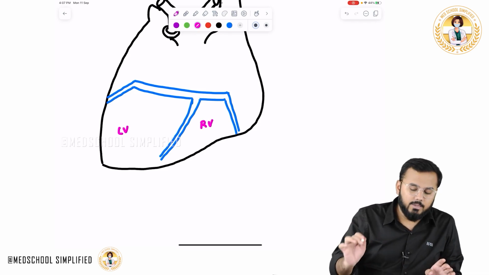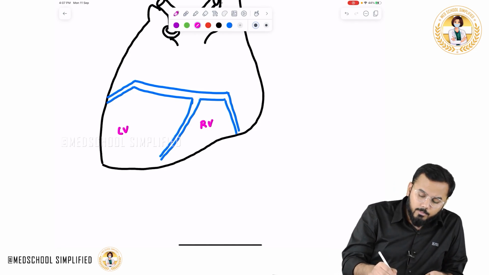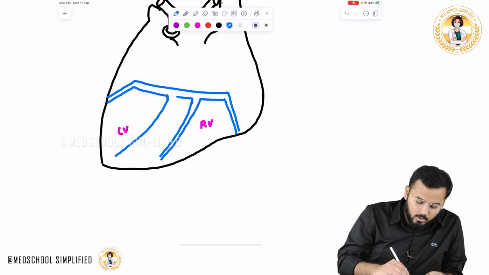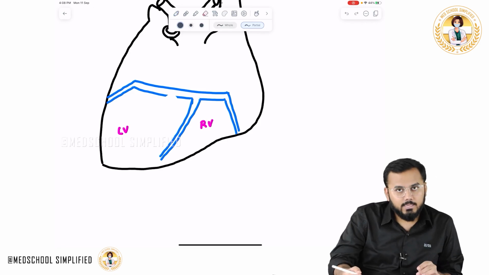right ventricle, for example. Now dividing both the left and right ventricle, you have got another vein like this, all the way coming down to the apex. So if this is the left ventricle and that is the right ventricle.